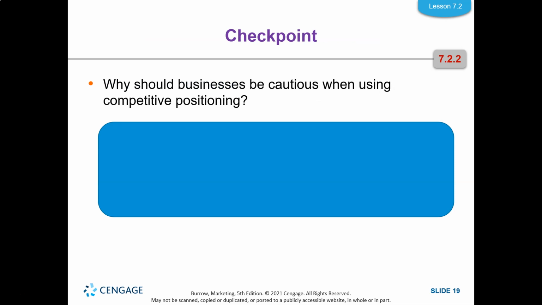So checkpoint question number 2 in section 7.2.2. Why should businesses be cautious when using competitive positioning? And that information is covered in pages 192 and 193. I will pause so that you can answer that question.